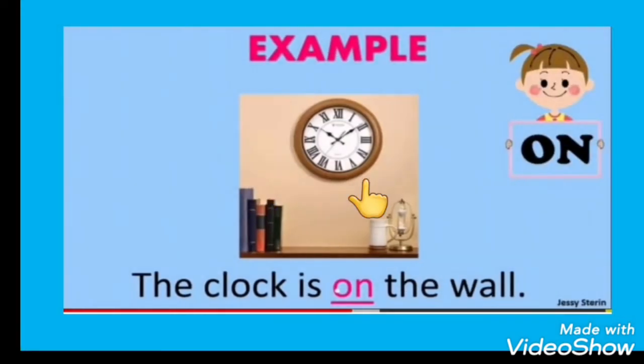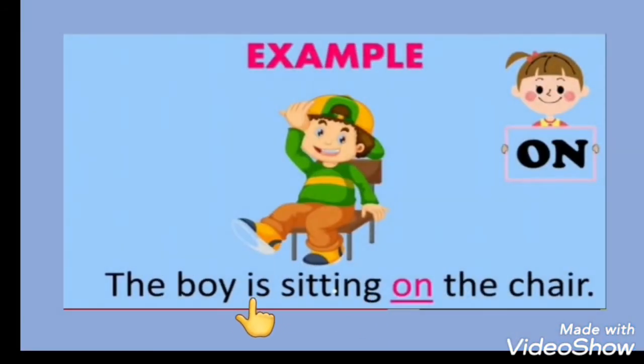Now the next preposition is on. Students, we use on when the surface of something is touched with the surface of the object. As you can see here, the clock surface is touched with the surface of the wall. The clock is on the wall, so that's why we have used on here. The boy is sitting on the chair. Here the boy as well as the chair are touched to each other, so that's why we have used on here.